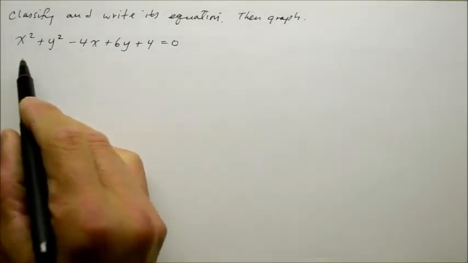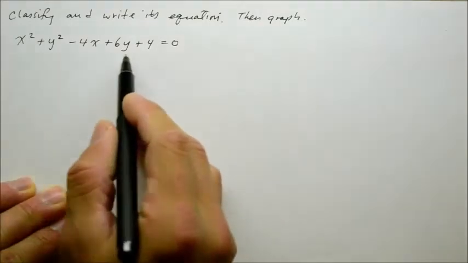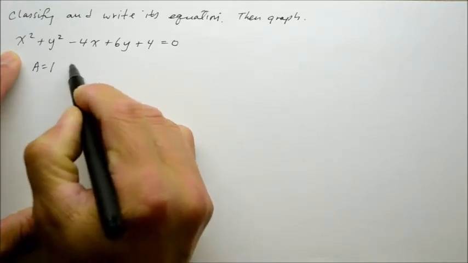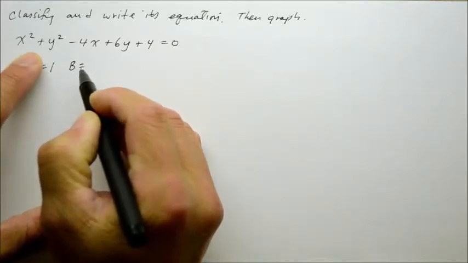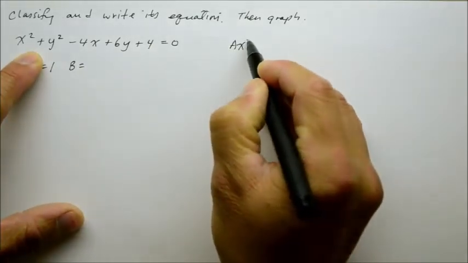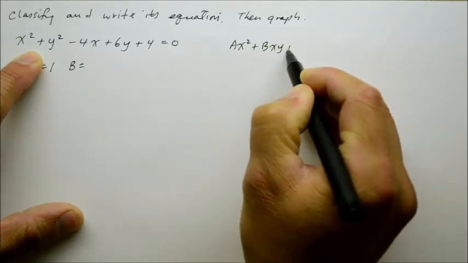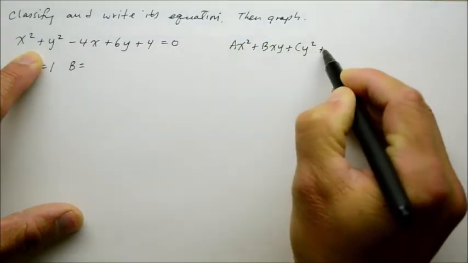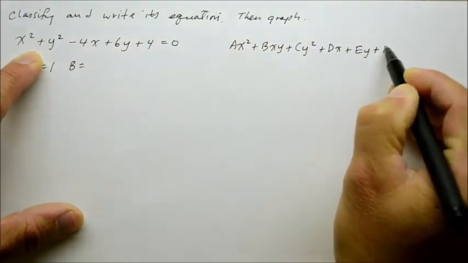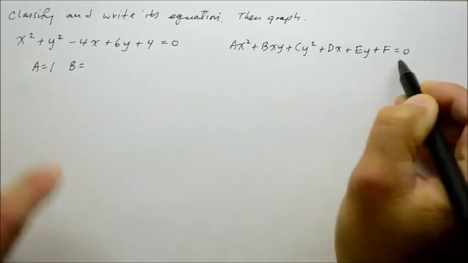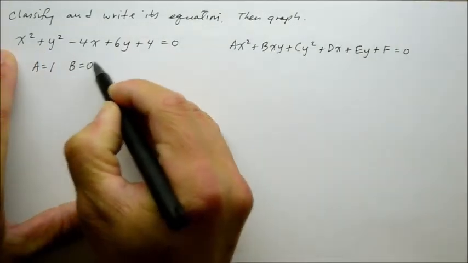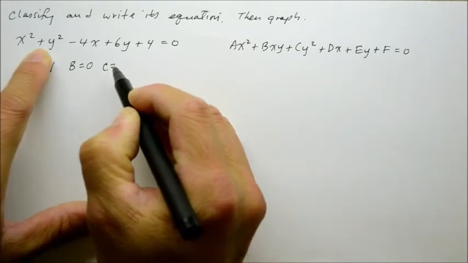So, in order to start classifying, we have to identify the A, B, C. So A is going to be 1. The B, well, there is no B. It's the one with the x and y term. In fact, let me write that over here: ax squared plus bxy plus cy squared plus dx plus ey plus the constant f equals 0. That's a standard form to classify the conic section. So once again, there is no xy term here, so it's a 0. And the c is the 1.